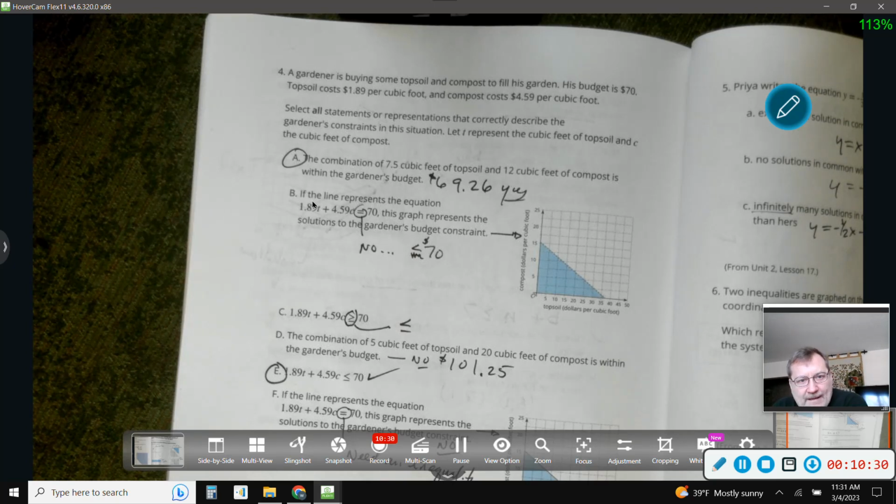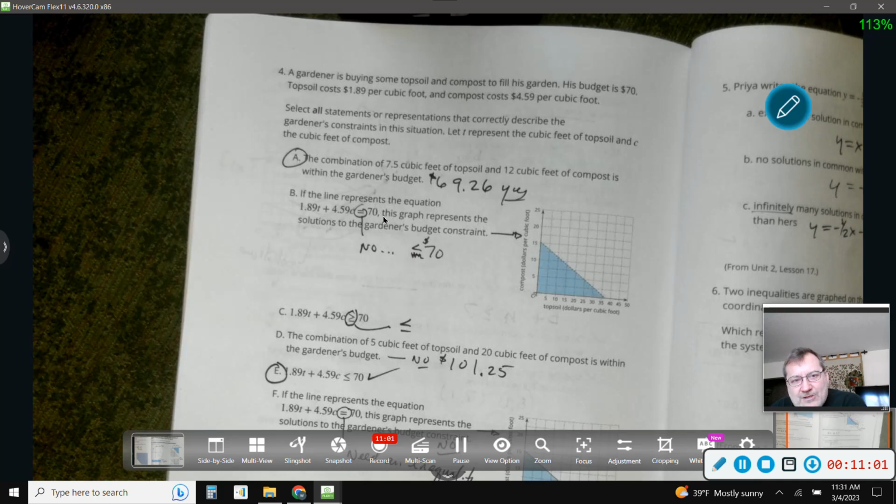All right. If the line represents the equation, this graph represents the solutions. Okay. Well, it says this represents the solutions. Well, kind of yes, kind of no, but this is an equation. It's just going to be a line. If you want the area here, you have to have an inequality to get an area. So this is one of those where it's so close you wonder if they didn't make a mistake when they wrote the question.